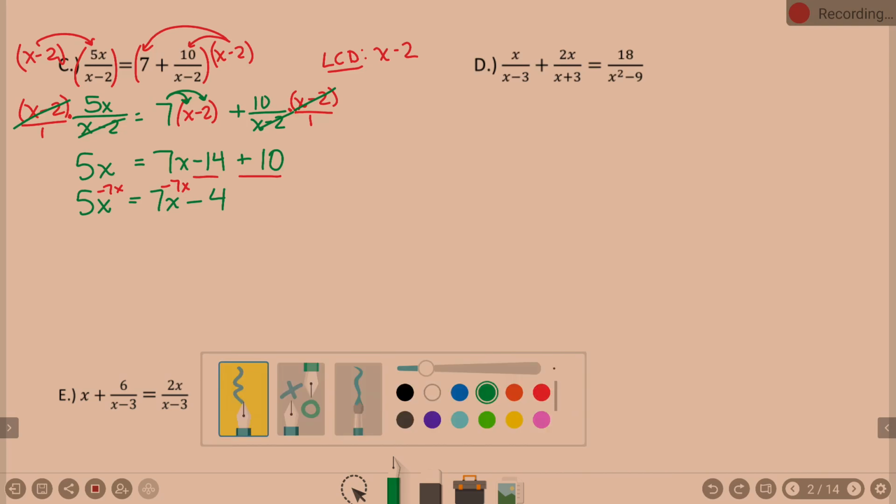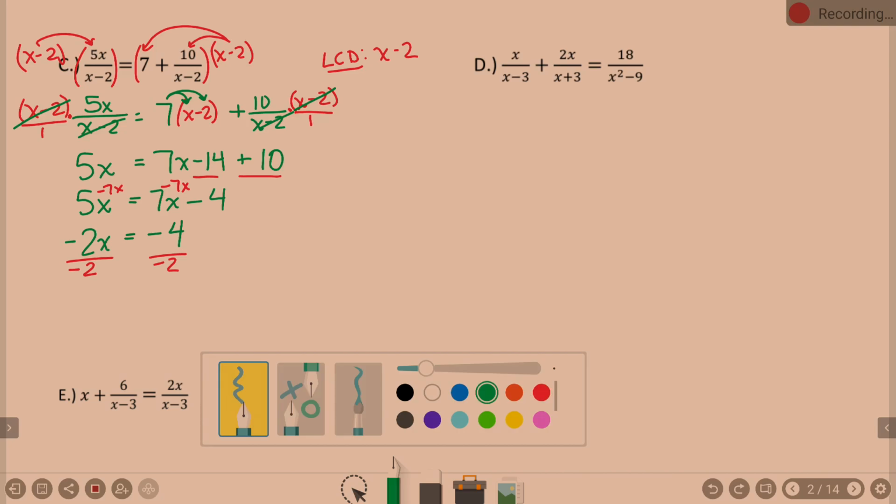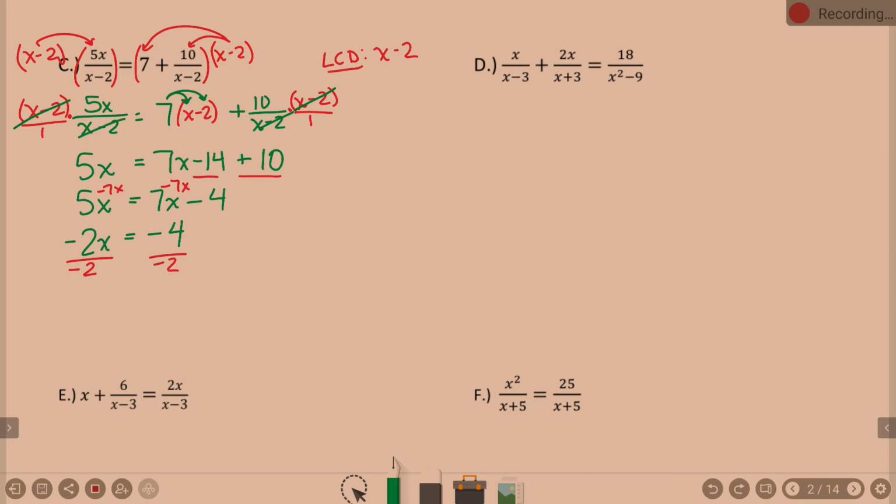5x minus 7x is negative 2x. 7x's cancel, and negative 2x equals negative 4. What do we do to solve? Divide by negative 2. Okay. I know I definitely caught some of you off guard on that one because I saw a lot of people that had to retrace their steps. But just watch. There's no x squared, so there's no reason to make it equal to 0. Let's see. Negative 2 divided by negative 2 cancels. Negative 4 divided by negative 2 is 2.